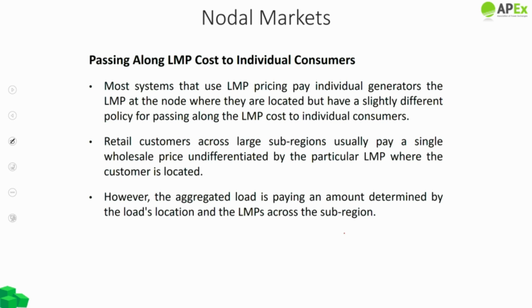Now, how do the individual consumers pay these LMPs? In a nodal system, the generators are paid the specific LMPs for their generation award. However, the load pays some kind of average wholesale price for specified regions. This is because the generators have more flexibility in selecting their location as compared to the load. Therefore, the price signal is aligned to that.